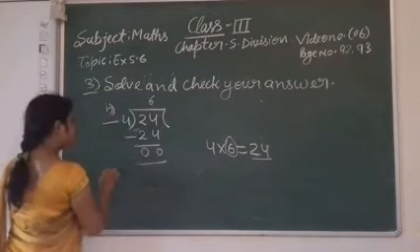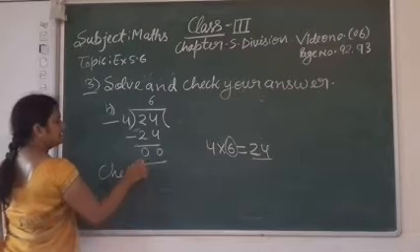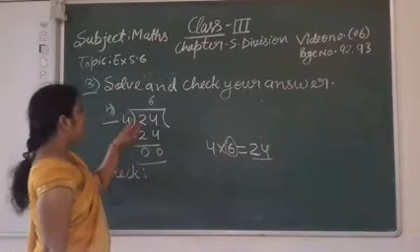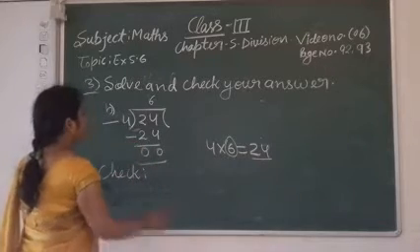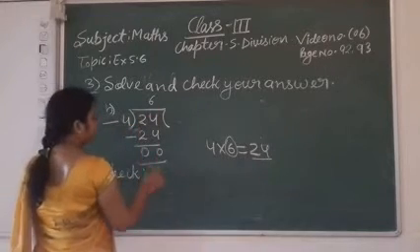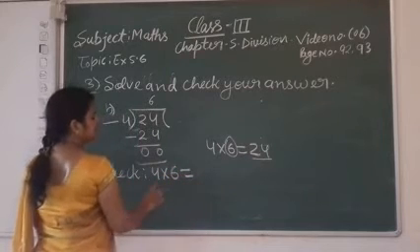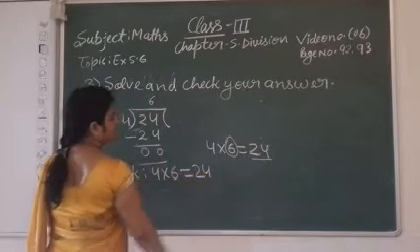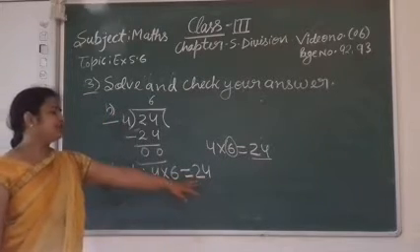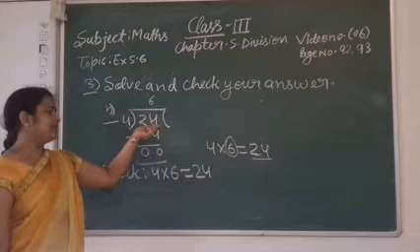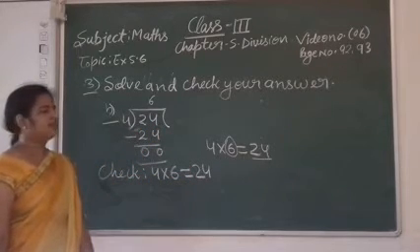Now you have to check. We can check by multiplying 4 and 6. Okay. So to check, you will multiply 4 and 6. 4 into 6 is 24. Okay. So now our answer is 24, and that is equal to dividend. It means our division is correct. Okay.